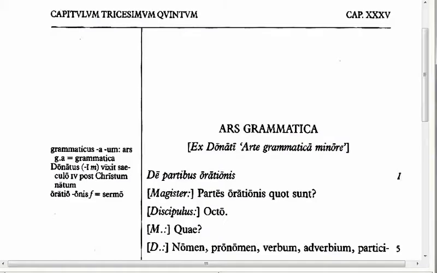There are not that many new grammar features in Chapter 35. This is a review of all the grammar that you've been learning throughout Lingua Latina.